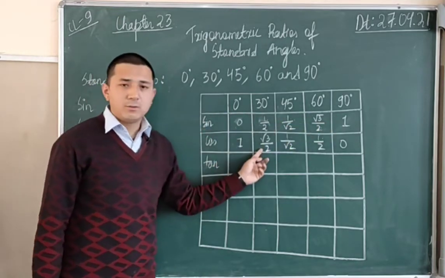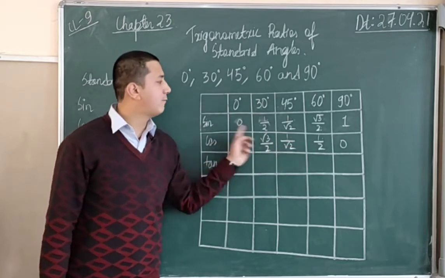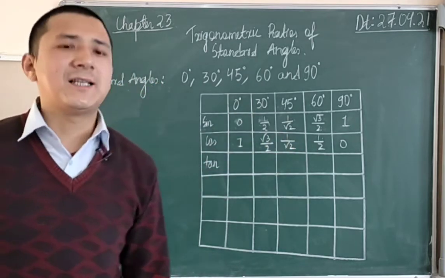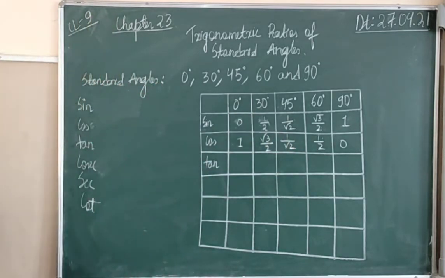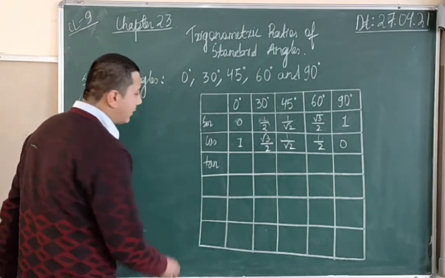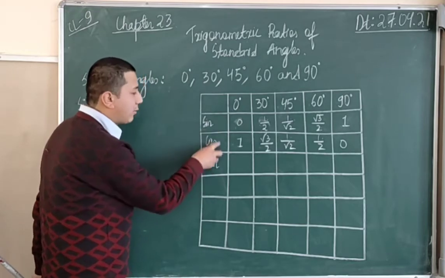And then 1, root 3 by 2, 1 by root 2, half, 0. Okay, so this is for sine and cos. Please pause the video and note it down. After that, now what I know is tan is sine by cos.